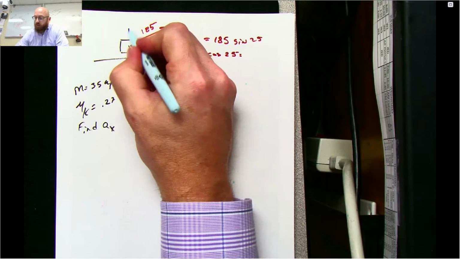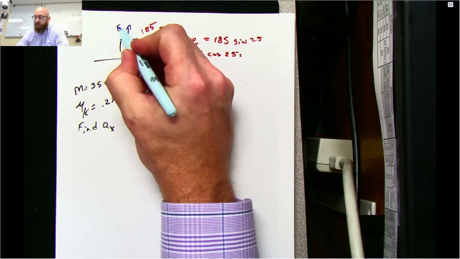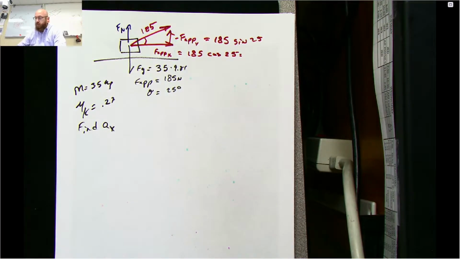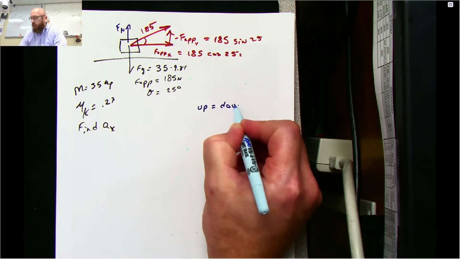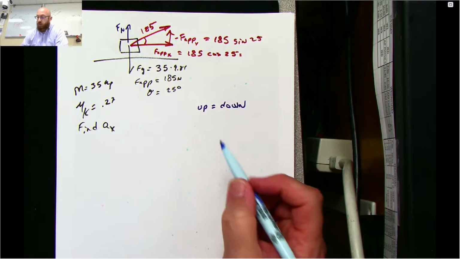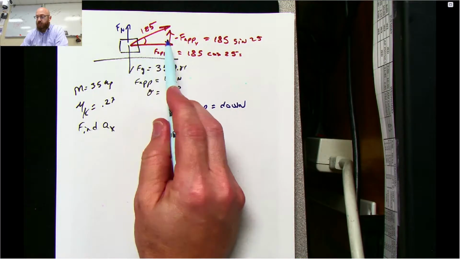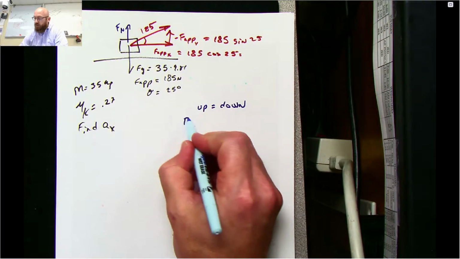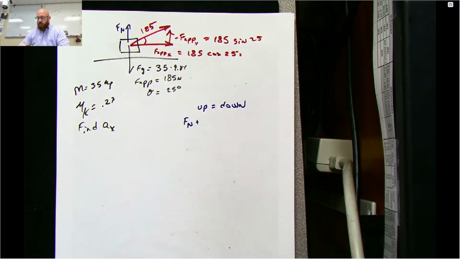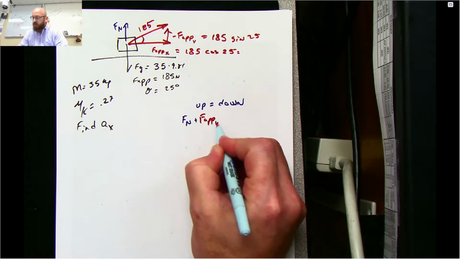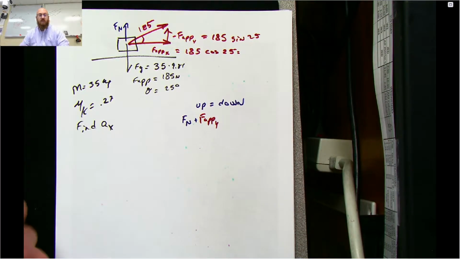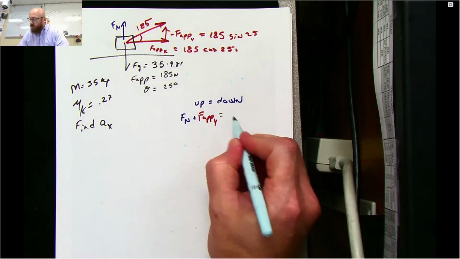Going around the horn, we've got to find F of n. Up equals down. The two things that are up are F of n and force applied in the y. Those are the two things that are going up, equals what is down.